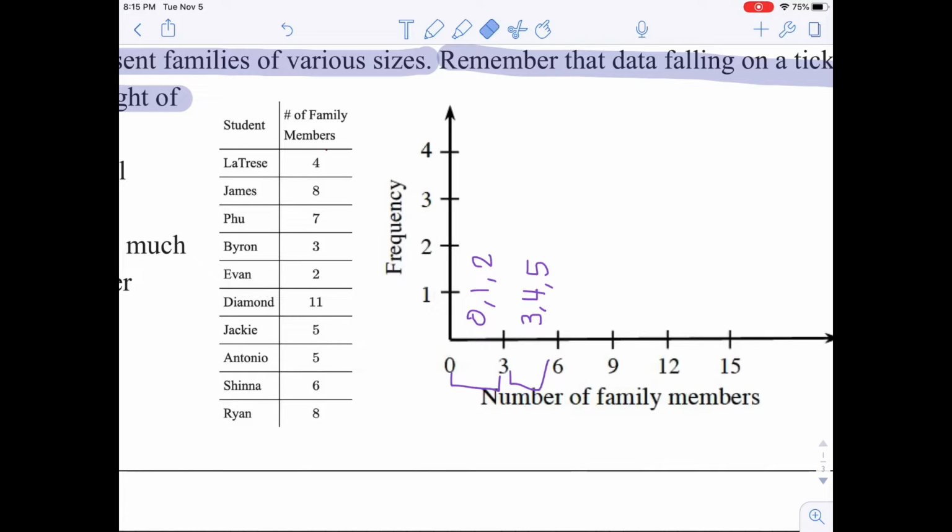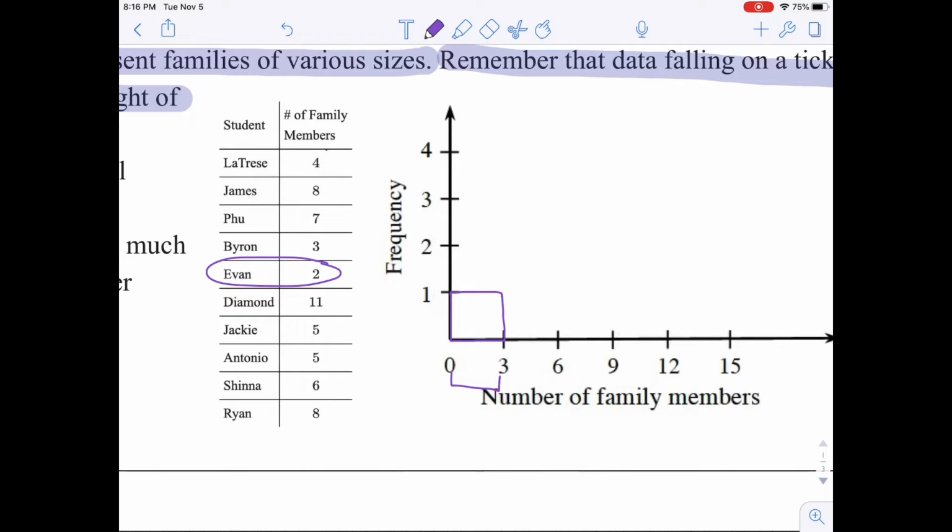Okay, so I'm going to go ahead and erase that because I want to color code it so you guys can see it easily. I'm going to start with purple for the first family. 4 is not between 0 and 3. 8, 7. 3 is not between 0 and 3. 3 would belong in the next bin. So Evan's family would be in purple, and it looks like no one else. So I'm going to erase these numbers and make a bar that fits into this bin.